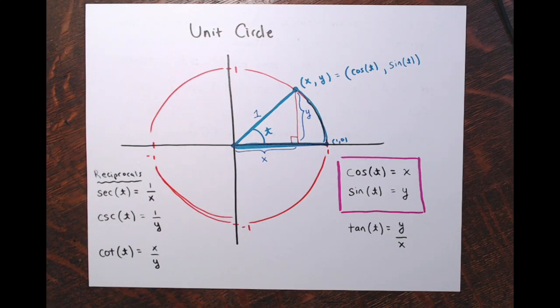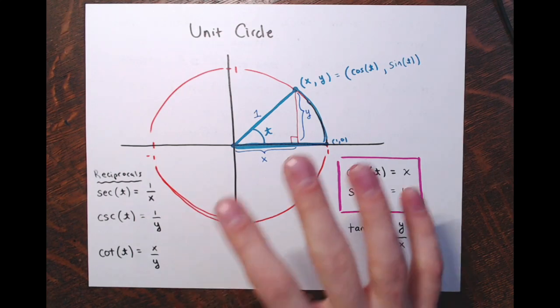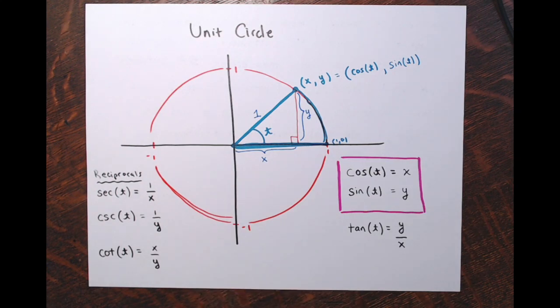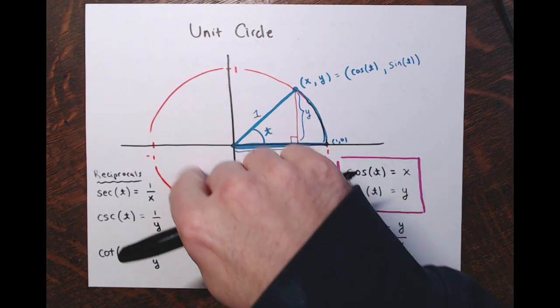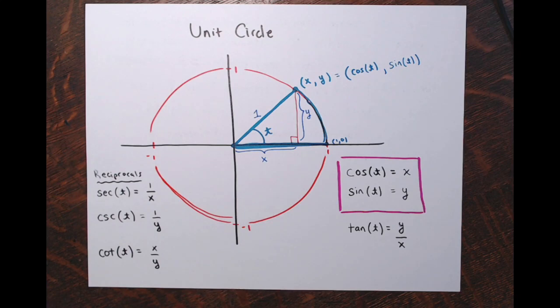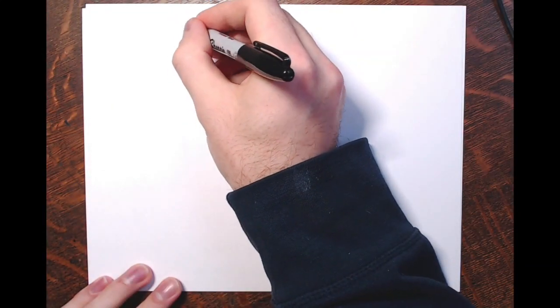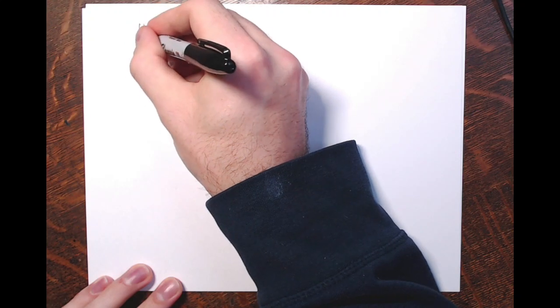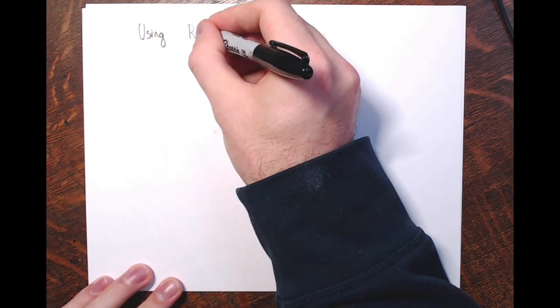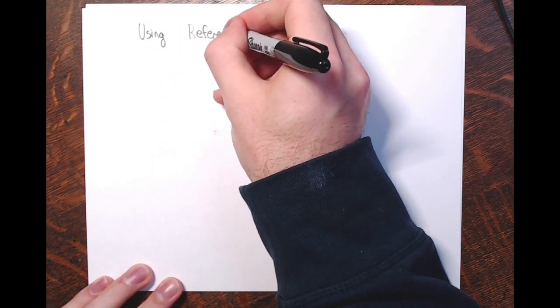All right. So if we know this, and also remember how to use reference angles. I'll bring up a picture with those as well. Right. So say my angle ended in some other quadrant. Remember reference angles. I'll say using reference angles.